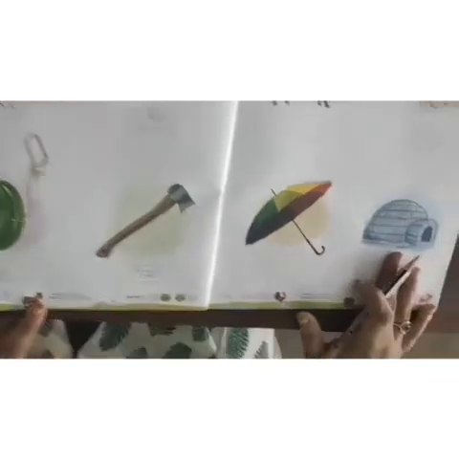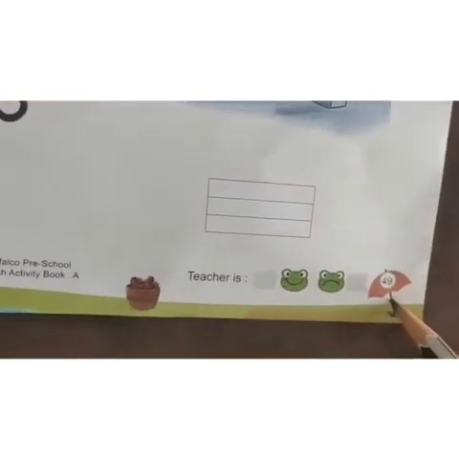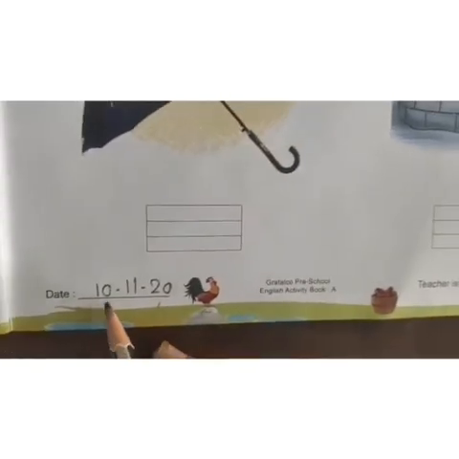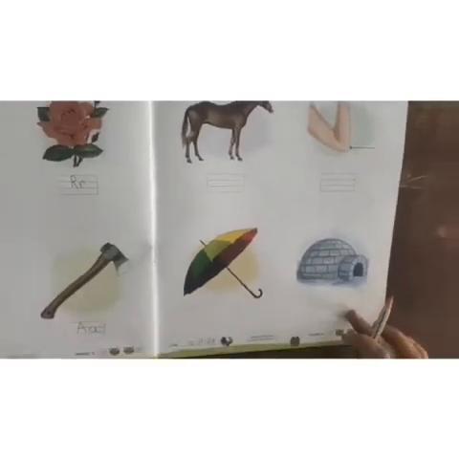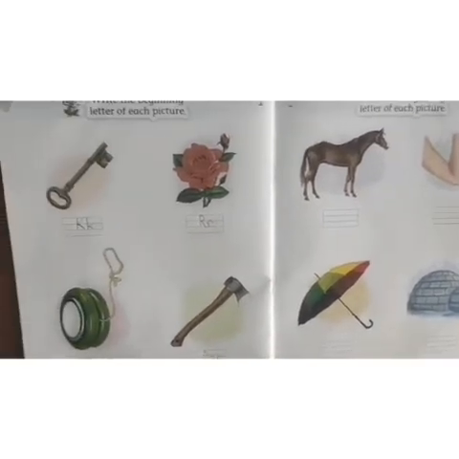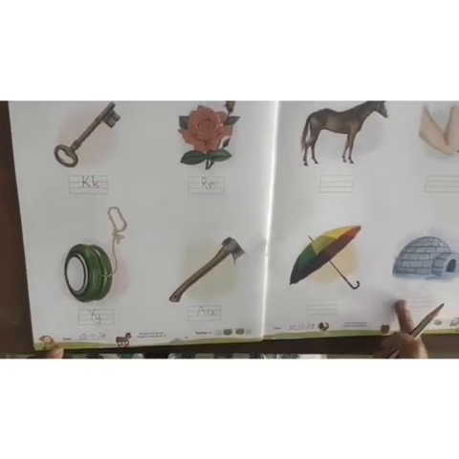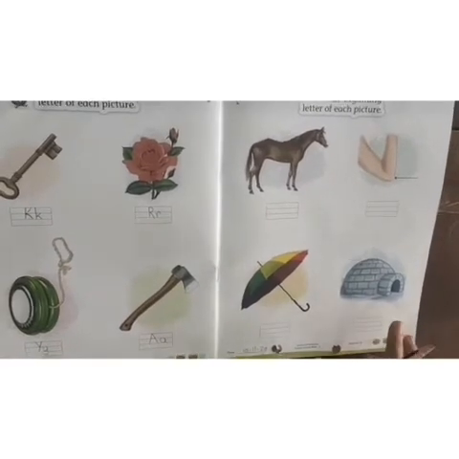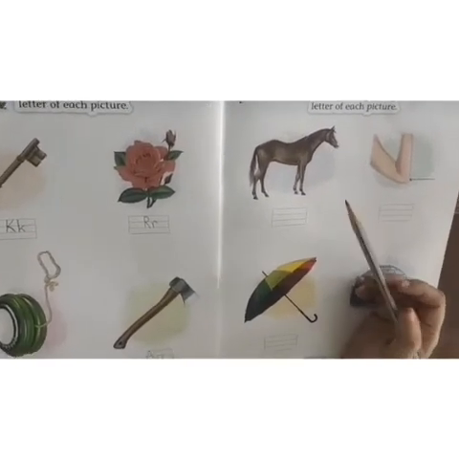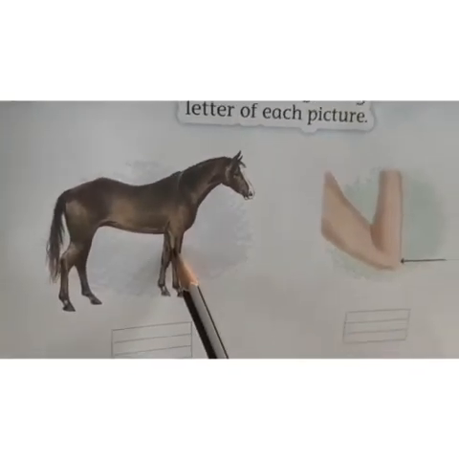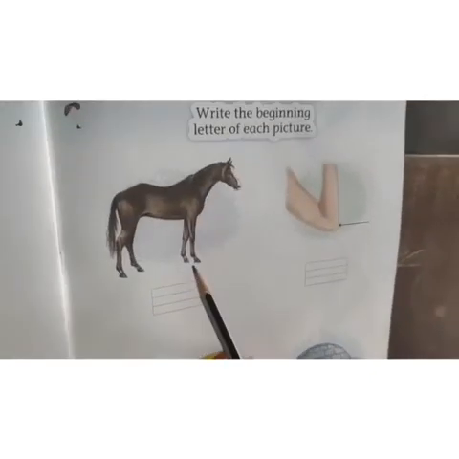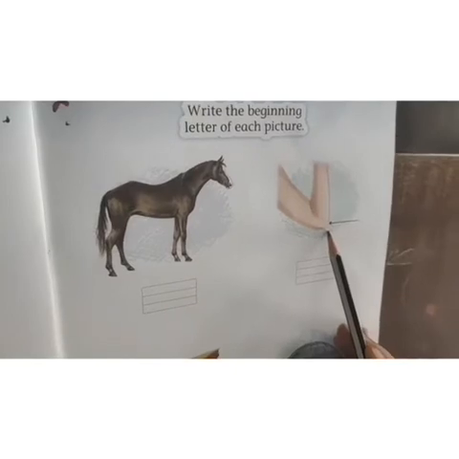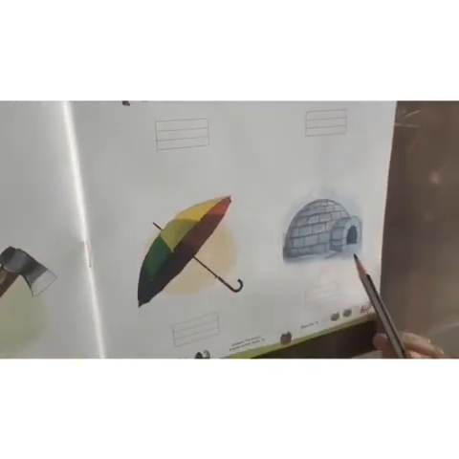Now come to the next page. Page number 49. Write the date 10-11-20. Now this page you are going to do it. Teacher has explained you page number 48, and in the same manner for this also you will write the beginning letter. Just we'll see the pictures. What are they? Horse, elbow, umbrella, igloo. Once again I'll repeat. Horse, elbow, umbrella, igloo.